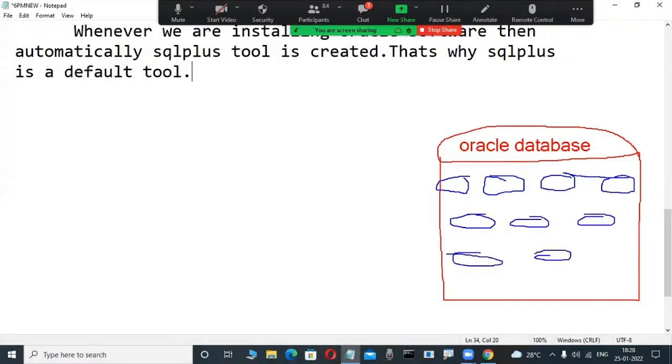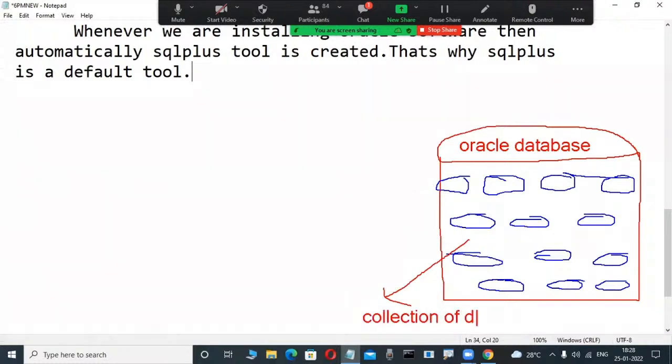In the future, we will learn what these objects are. But today, maybe you know something about tables. These are all a collection of DB objects. In every relational database, a collection of database objects is available. Database objects. Now check it out.